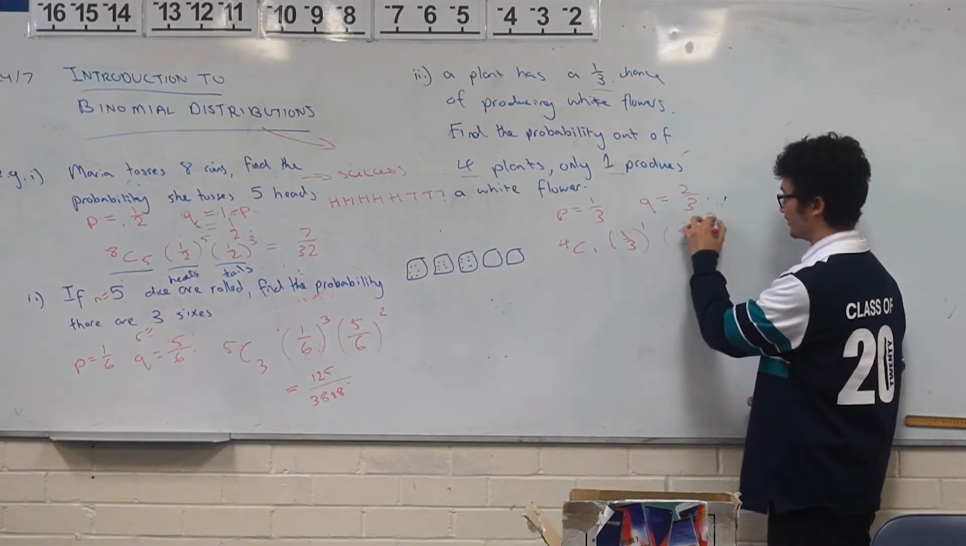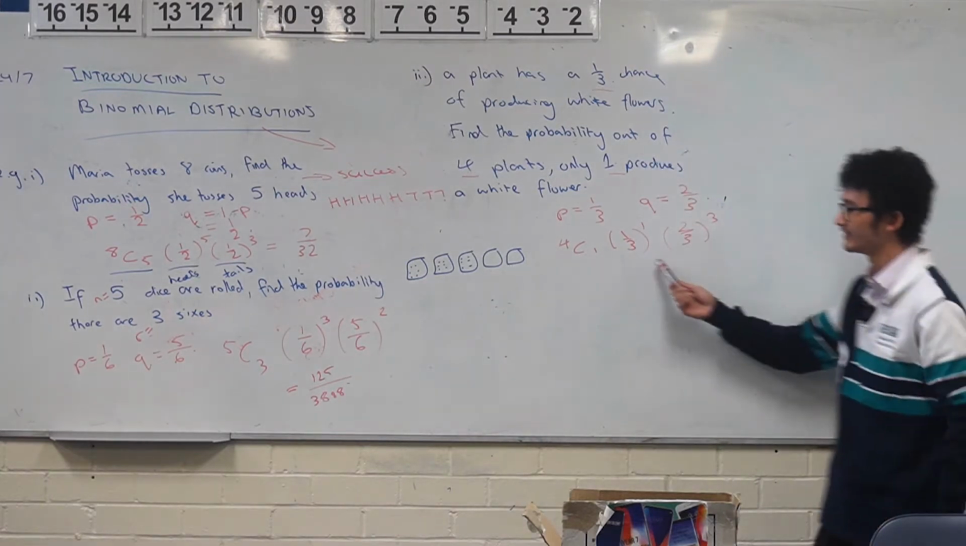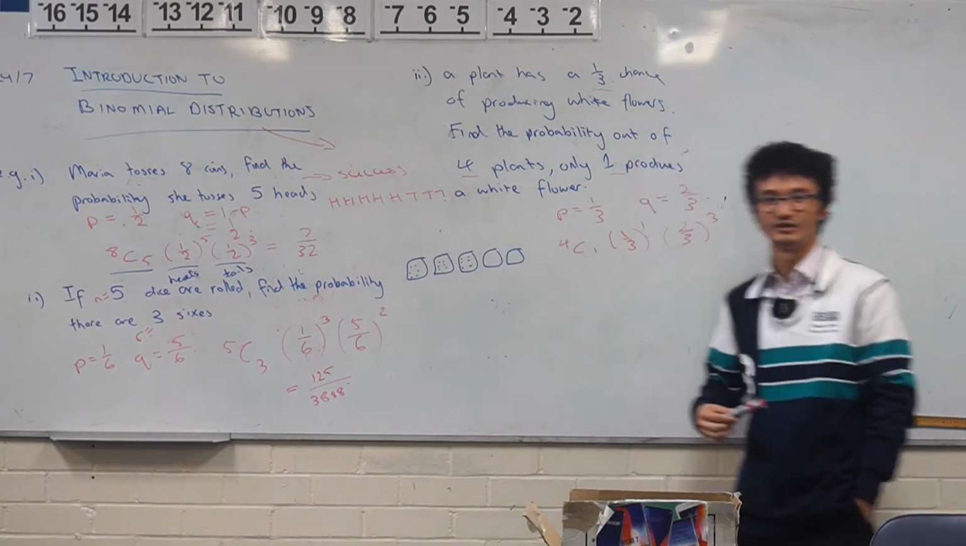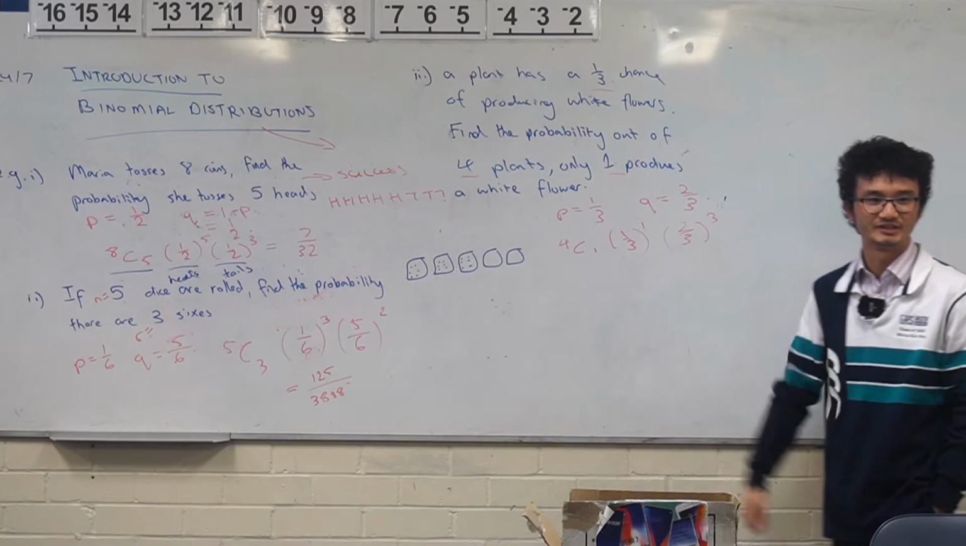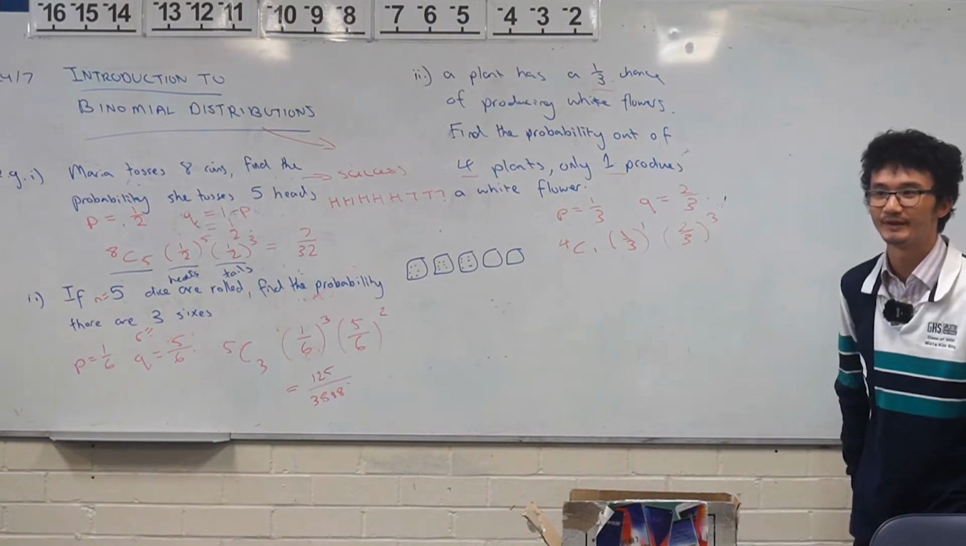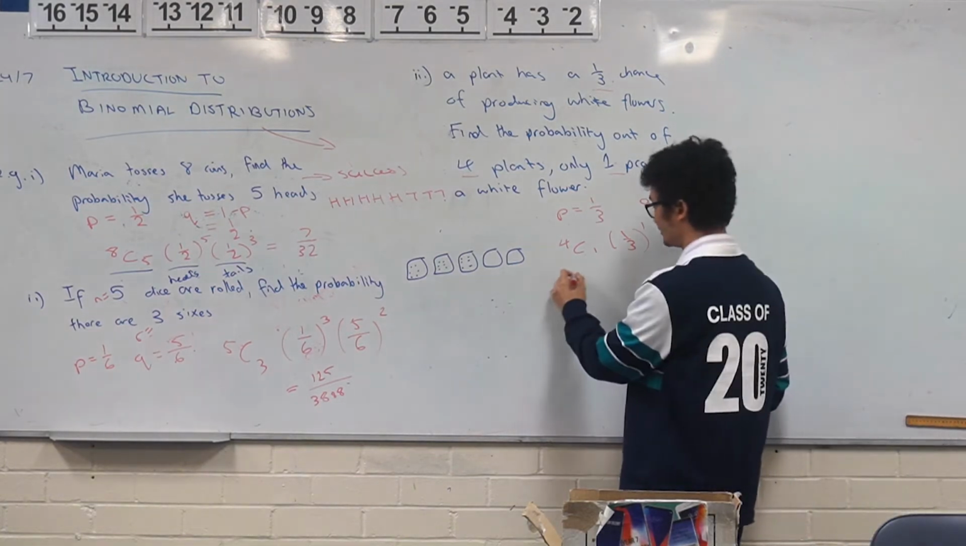So we want three of the failures. And actually you can leave it like this. This is fine, depending on how they phrase the answer. If they say leave it in so many decimals or significant figures, just be aware of that when you're doing that. Okay. What was it?